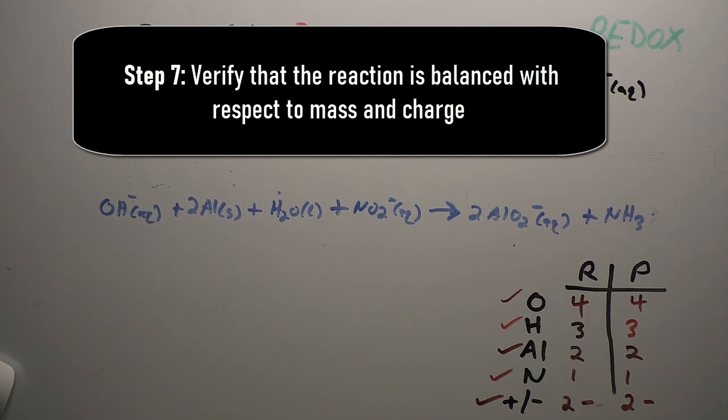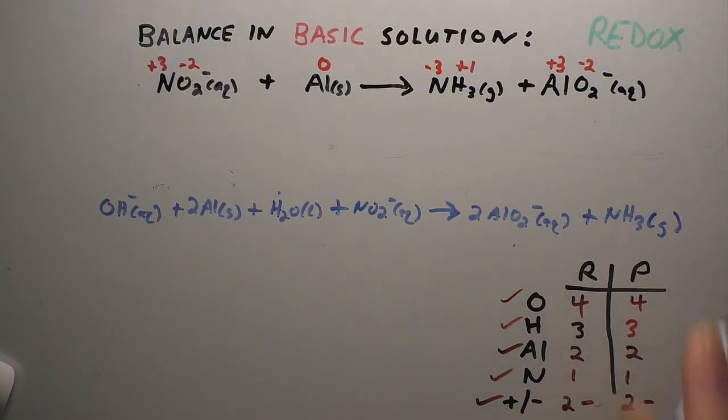That means we were very good, very careful. We didn't make any mistakes along the way. And it looks like the only mistake I've made is not putting in the G for gas on the ammonia. It's kind of hard to keep up with this. There's a lot of details. I have a hard time with it myself sometimes, although states of matter aren't particularly important for balancing the reaction.